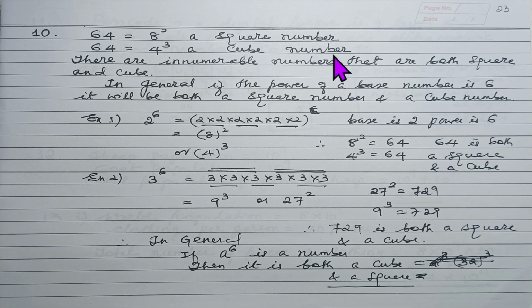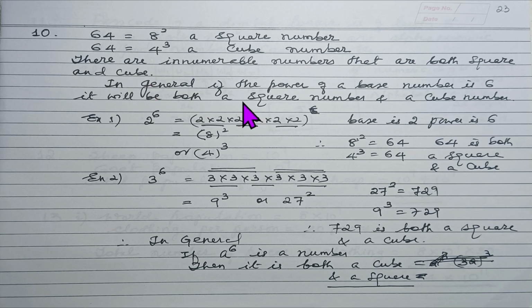Now coming to the next question, 64 is equal to 8 squared, a square number, 64 is equal to 4 cubed, a cube number. There are innumerable numbers that are both squares and cubes. So the same number 64 will be a square number also and a cube number also, and there can be any number of numbers that are both squares and cubes.